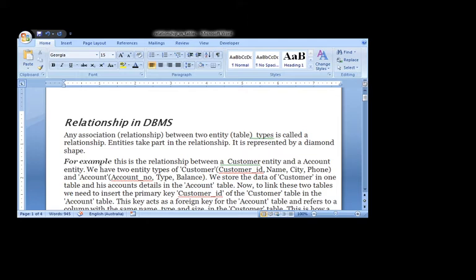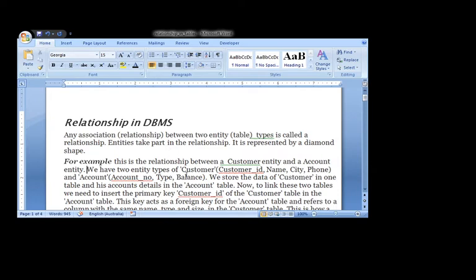Today's topic is establishing the relationship between two or more tables, that is called relationship in database management system. So we have to understand how the relationship is established in relational database management system. That is an association between two tables, that is called relationship.